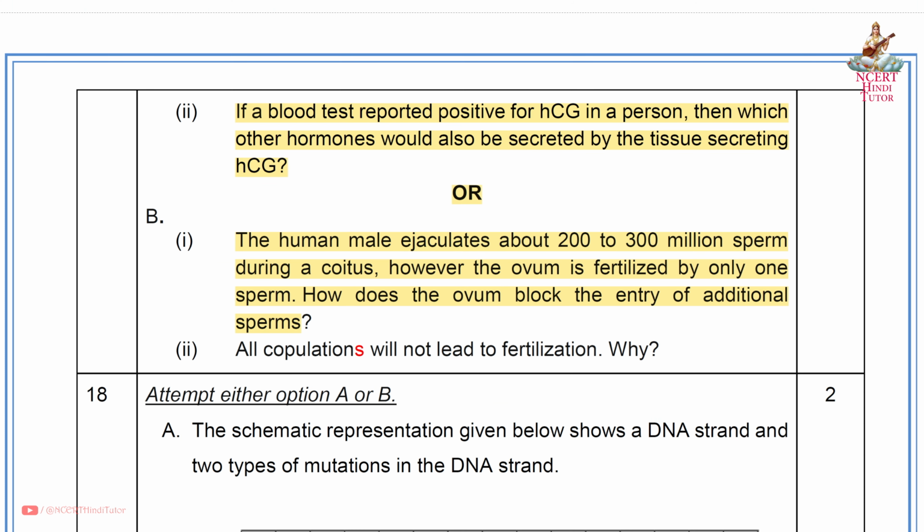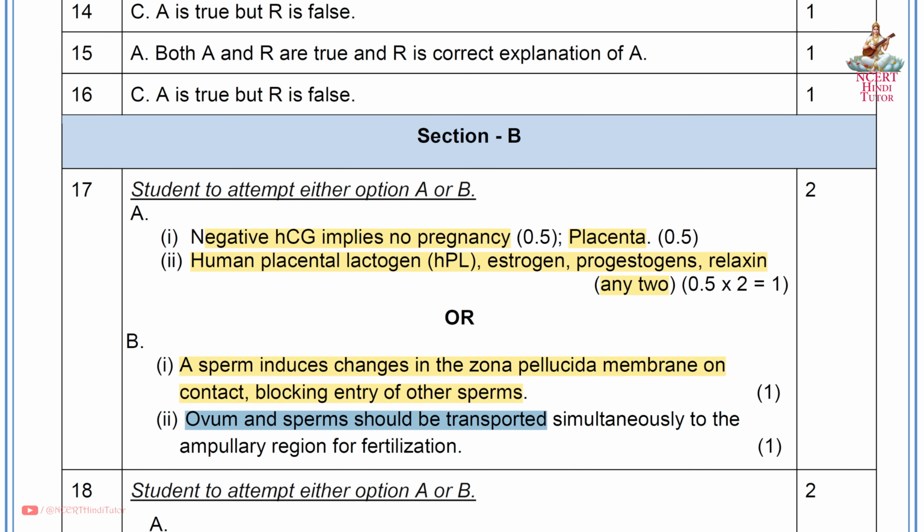Second, all copulations will not lead to fertilization. Why? Answer. Ovum and sperms should be transported simultaneously to the ampullary region for fertilization.